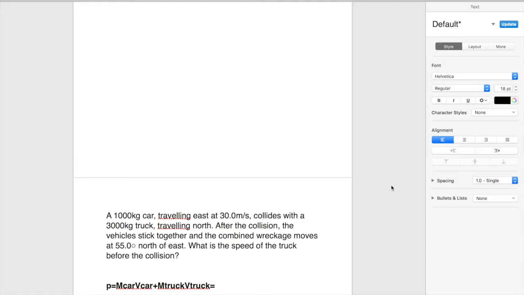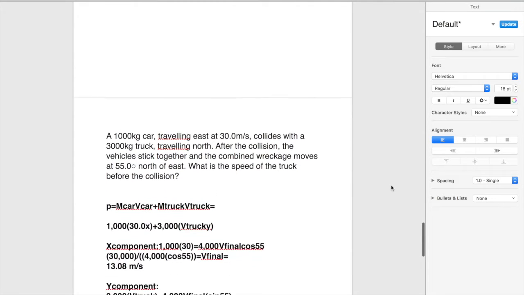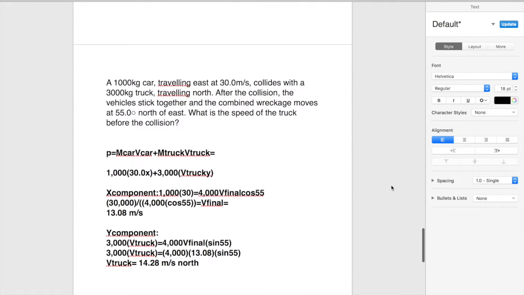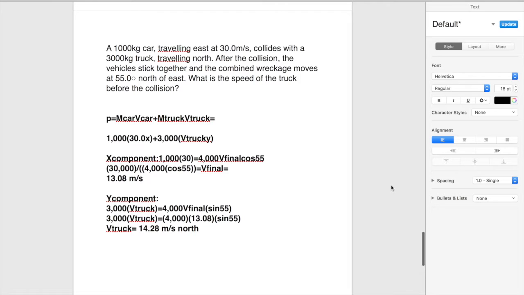After the collision, the vehicles stick together and the combined wreckage moves at 55 degrees north of east. Again, no velocity given. What is the speed of the truck before the collision? So, we have two objects, yet again, colliding and combining together. But what is different about this is in 2 dimensions. We're now dealing with both an x component and a y component.